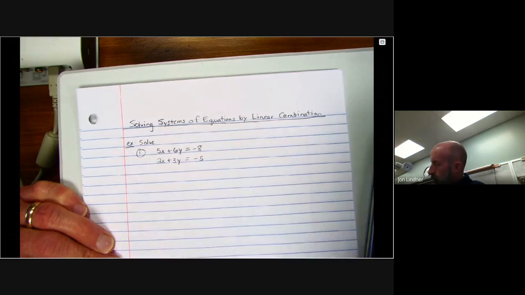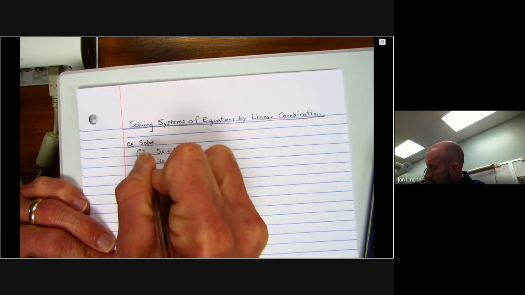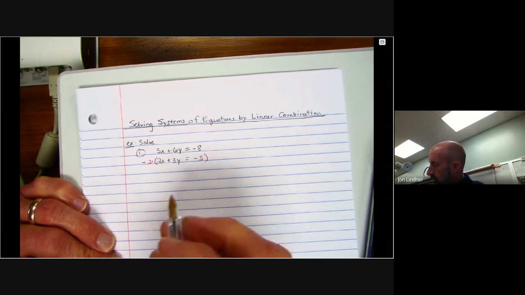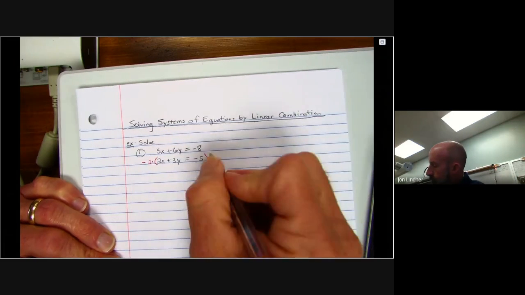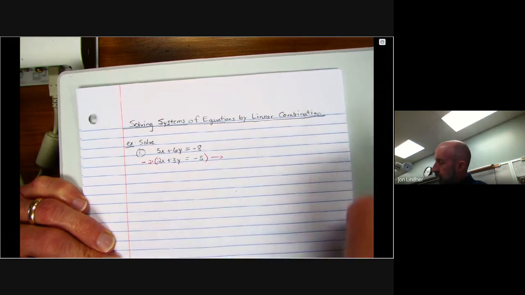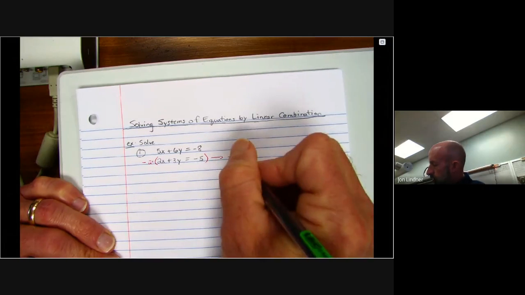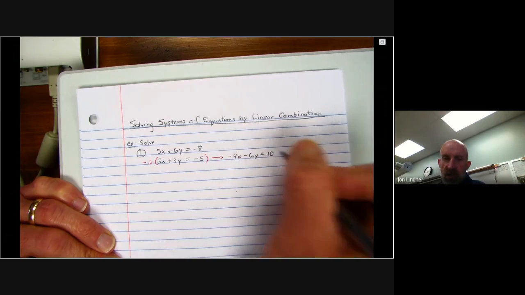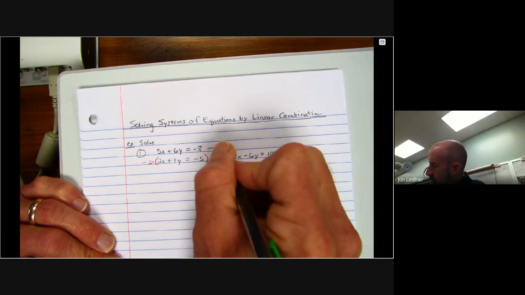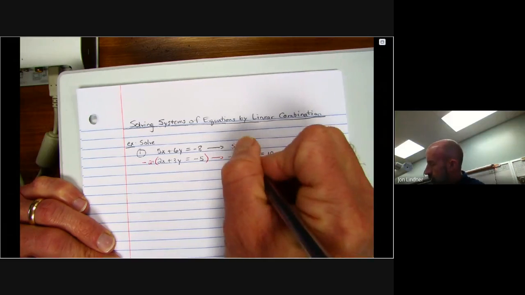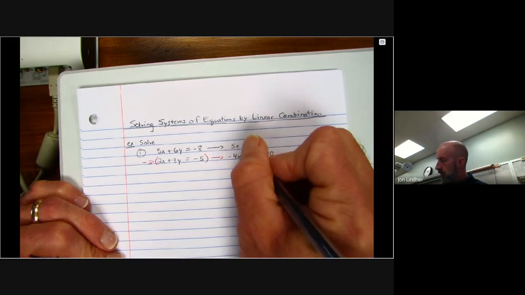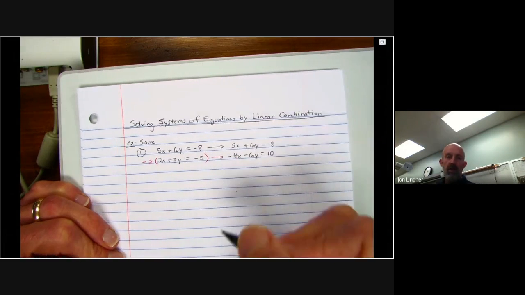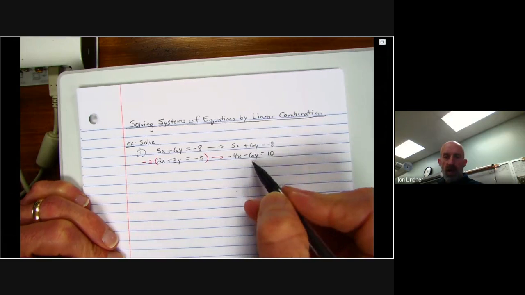Well, look, what if I multiply this equation by -2? If I multiply the entire equation by -2, well, then I have -4x minus 6y equals 10. And if I just bring the top equation over, 5x plus 6y equals -8. Well, look, now I have opposites here.